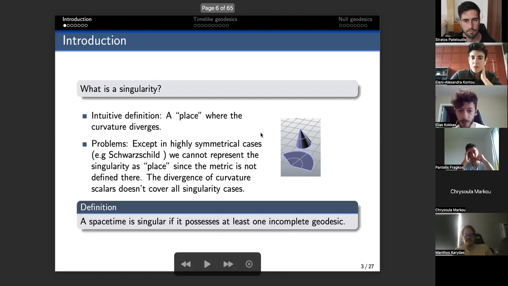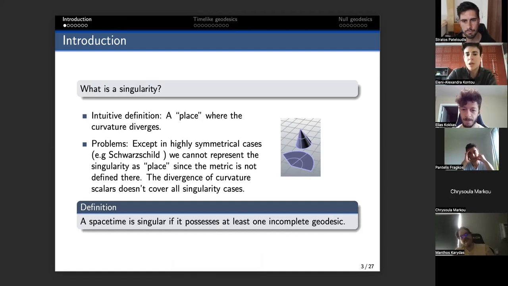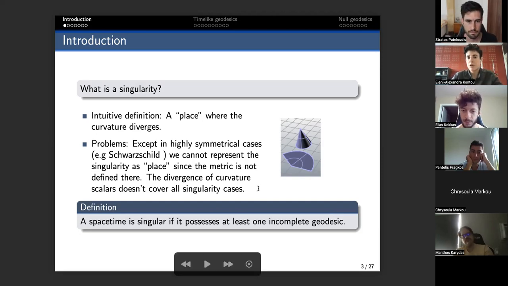So what is a better definition, and the one that we usually use in GR, is that a space-time is singular if it has at least one incomplete geodesic. The strength of this definition is generality, and that is also kind of its weakness. If we prove a singularity using this definition, we actually don't know if the curvature or the energy density or something else diverges at that point. We just know that the geodesic ends. But this is the definition we use in singularity theorems, and this is the definition that I'm going to use for this talk.